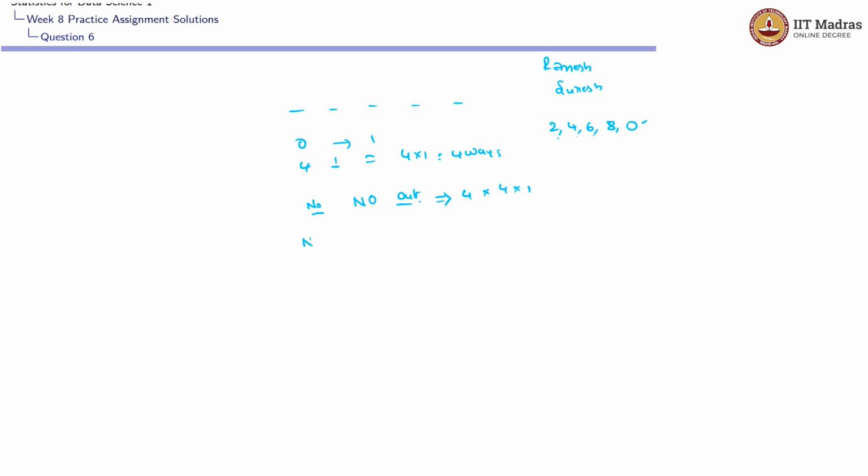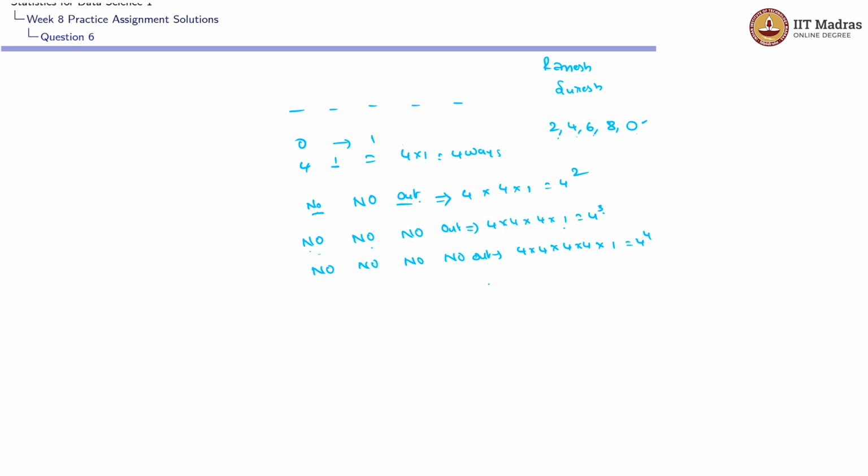For him to be not out until 3 chances and get out in the fourth chance, it would be 4 into 4 into 4 into 1. Since for not out we have 4 ways, and for out there is only one way, he should get 0. For him to be not out until 4 chances and get out in the last, it would be not out, not out, not out, not out, and out. It would be 4 into 4 into 4 into 4 into 1. That would be 4 power 4. This is 4 cube, and this is 4 square.